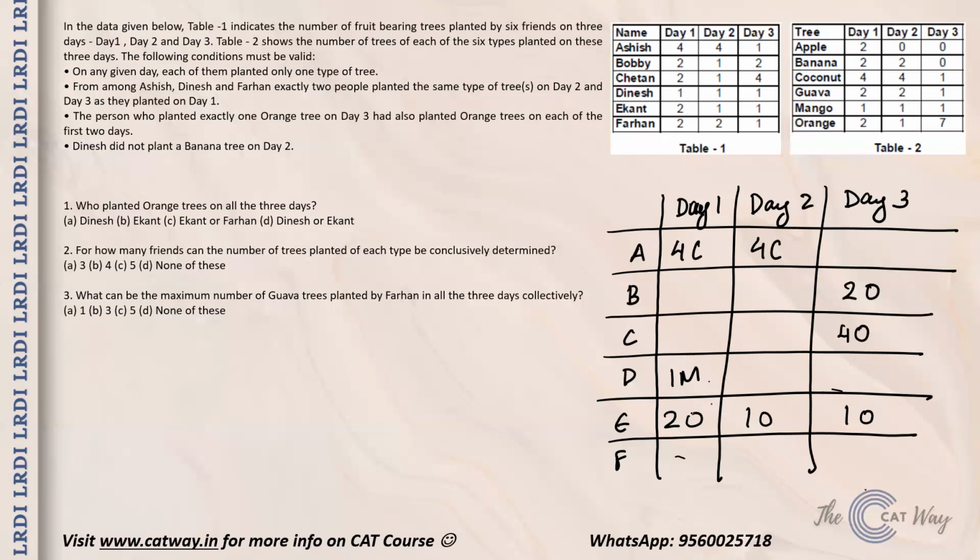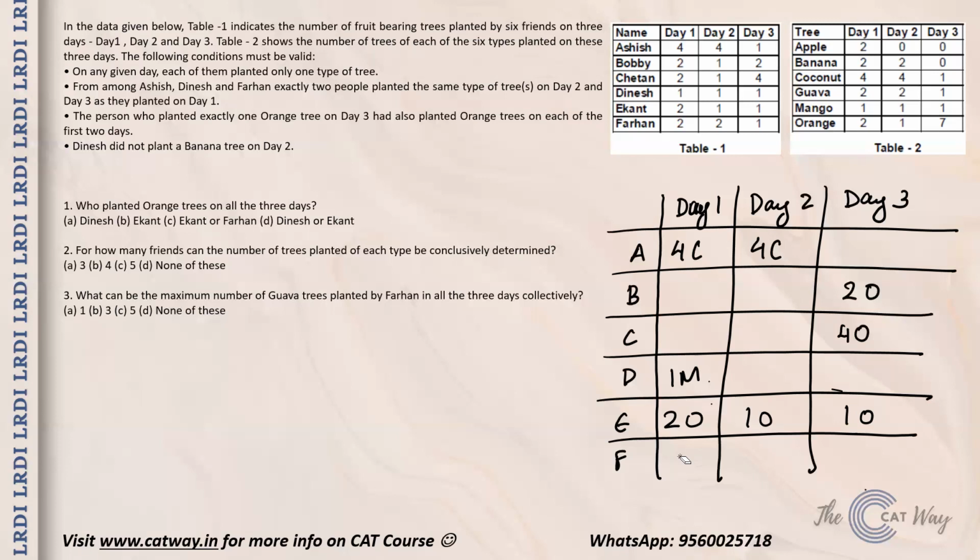All right, now let us move ahead. If you go to the second point that has been given, it says from among Ashish, Dinesh and Farhan, exactly 2 people planted the same type of tree. Exactly 2 people out of these 3 planted the same type of tree on all the 3 days.